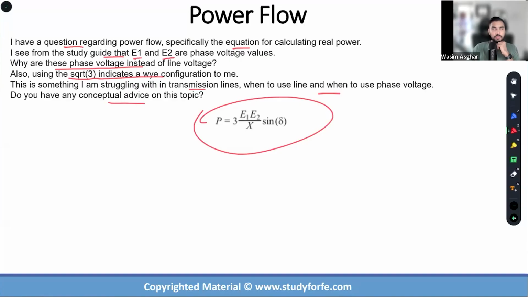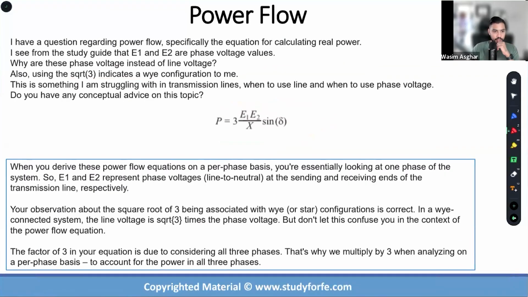So I think if you are very, very clear about the fact that all the equivalent models are based on single phase system, it is automatically going to take care of pretty much all of these questions. So when you derive these power flow equations on a per phase basis, you're essentially looking at one phase. This is my response, by the way. One phase of the system. So E1, E2 represent phase voltages, line to neutral, at the sending end and the receiving end of the transmission line respectively. Your observation about the square root of 3 being associated with Y or star configuration is correct. In a Y connected system, the line voltage is square root 3 times the phase voltage, but don't let this confuse you in the context of power flows.